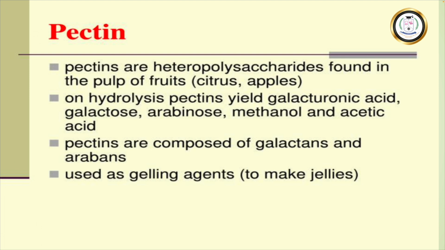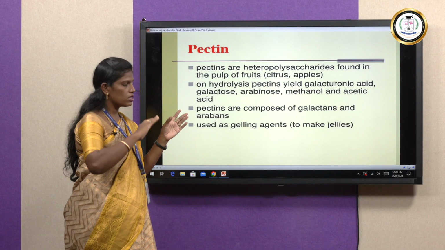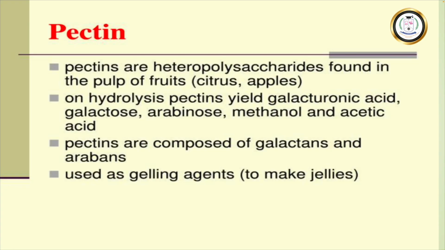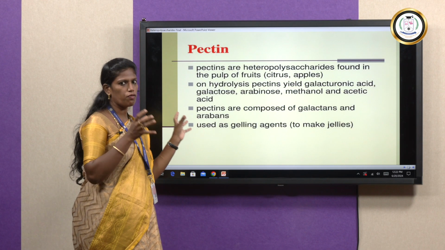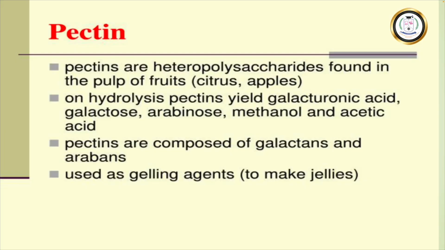Finally, pectin is also one of the heteropolysaccharides. It is found in the pulp of fruits, for example citrus and apples. Upon hydrolysis, pectins yield galacturonic acid, galactose, arabinose, methanol and acetic acid. Pectin is mainly composed of galactans and arabans. It is used as a gelling agent to make jellies.